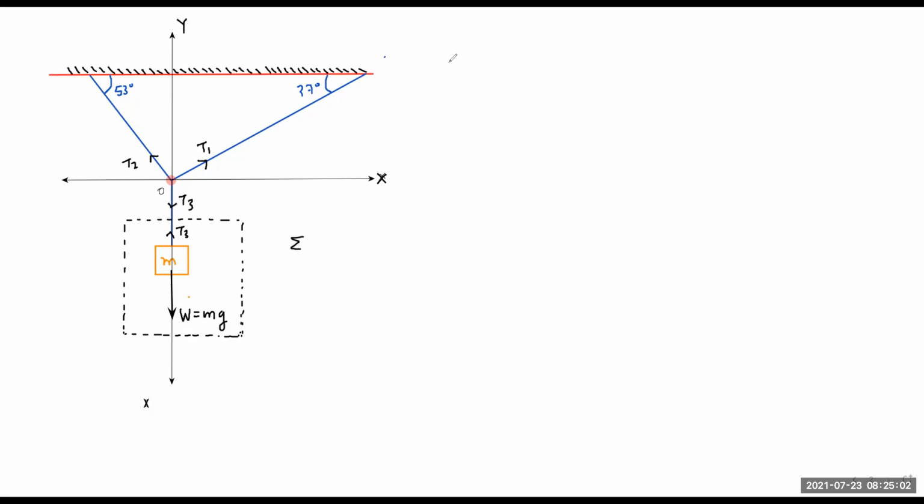Now we have two objects. Object one is by default the knot, here we have this knot. And object two, by consideration, is the block. Because we have two objects, you have to write the net force equation two times, separately. We'll start with object two, the block.